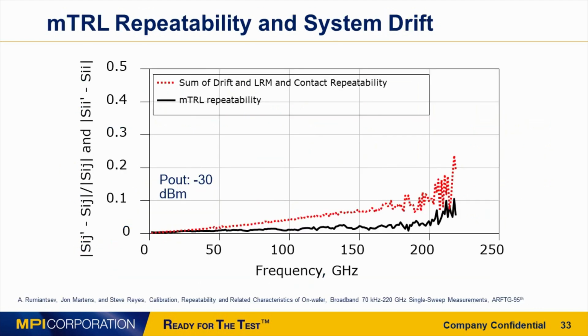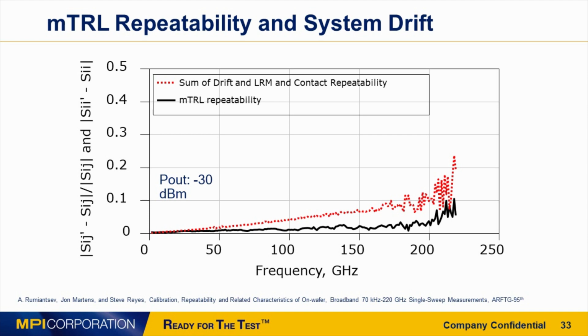Calibration repeatability is an important figure of merit of an integrated measurement test cell. This graph shows typical repeatability of the MTRL calibration calculated from 2 calibration series that were performed within about 30 minutes by an average skilled operator. MTRL repeatability is compared against the sum of the system drift, contact repeatability, and LRM calibration repeatability. The related RFTech 95th paper describes how we calculated these characteristics.